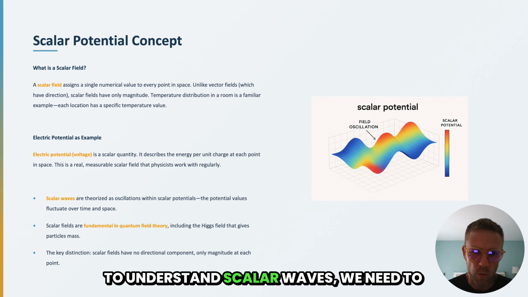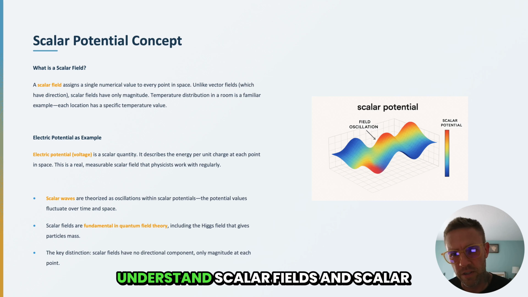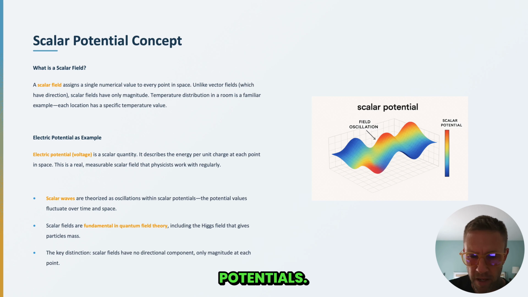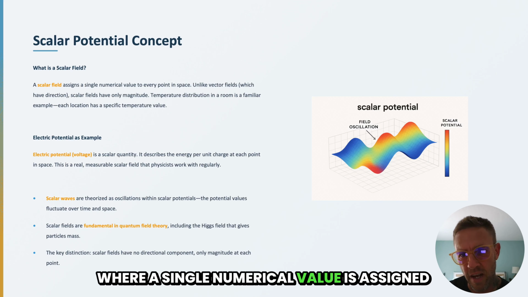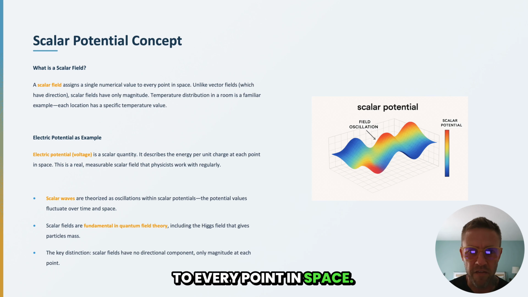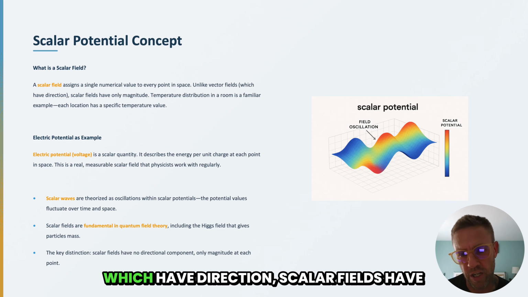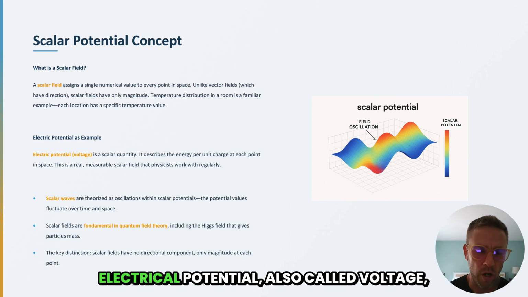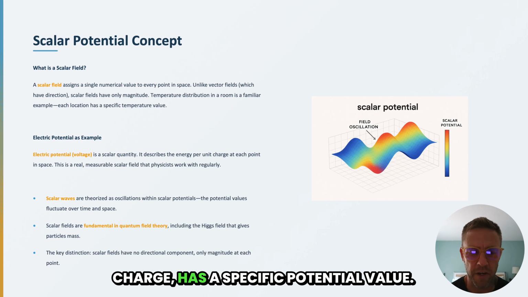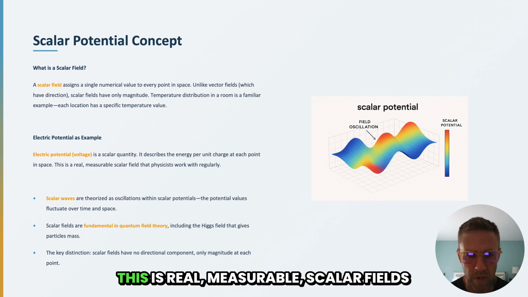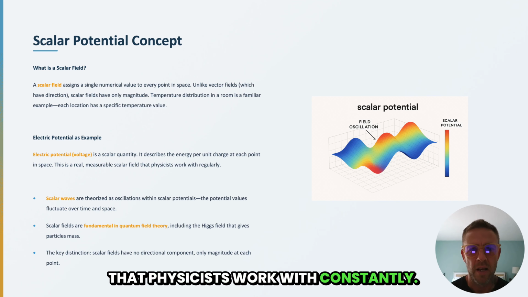To understand scalar waves, we need to understand scalar fields and scalar potentials. A scalar field is a concept from physics where a single numerical value is assigned to every point in space. Unlike vector fields, which have direction, scalar fields have only magnitude. Electrical potential, also called voltage, is a perfect example of a scalar field. Every point in space around an electrical charge has a specific potential value. This is real, measurable, and scalar fields are something physicists work with constantly.